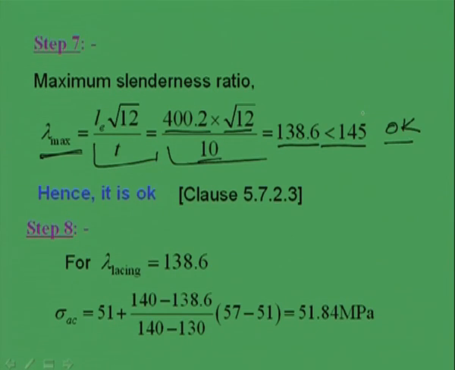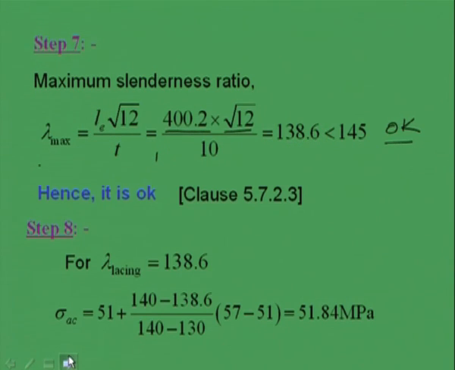If lambda max is greater than 145, then what we have to do? We have to increase the dimension of the lacing system. Here we cannot change other things but the thickness, because if we change the others it has no meaning, as they are fixed. So, thickness we have to increase if we cannot satisfy this. To satisfy this we will use lambda max equal to LE root over 12 by T, and accordingly check what value is coming.